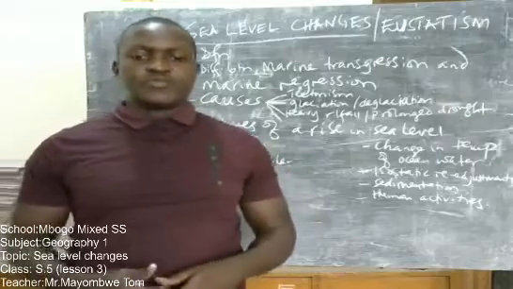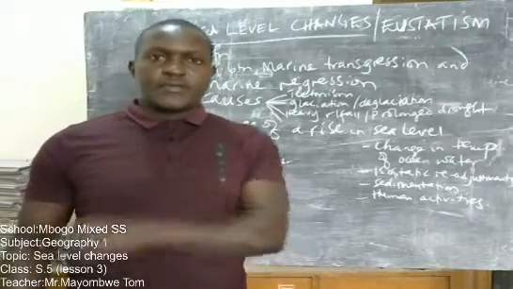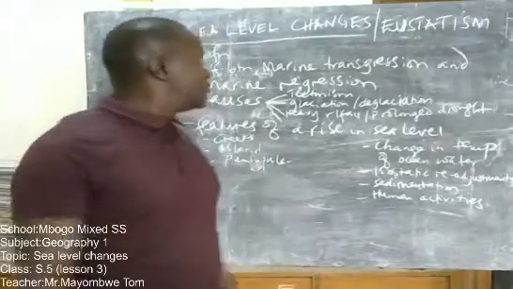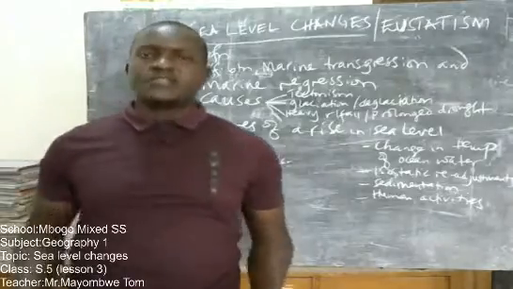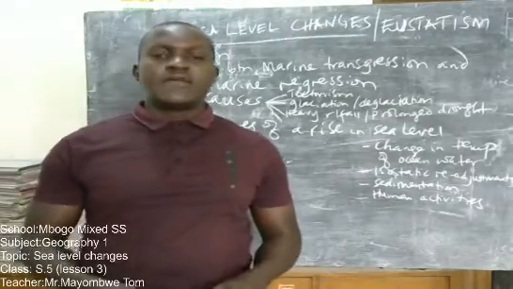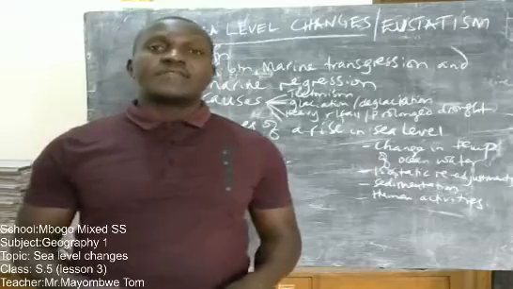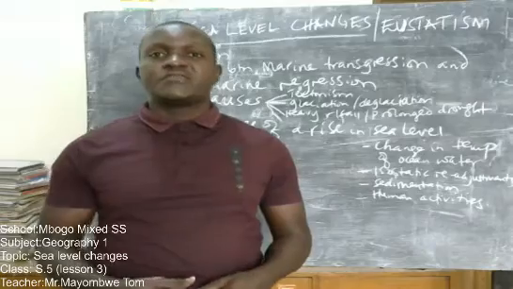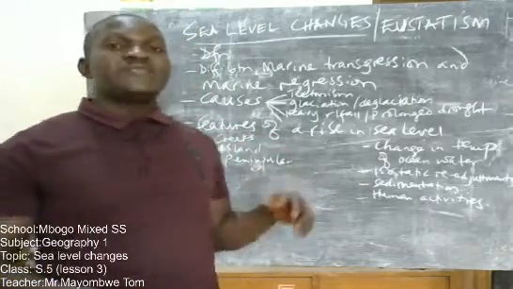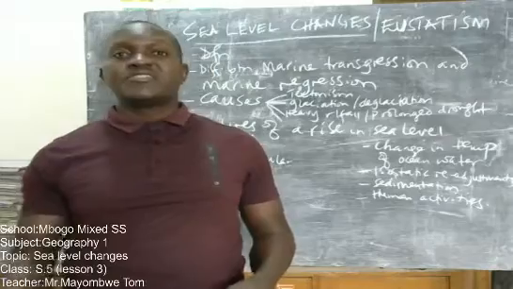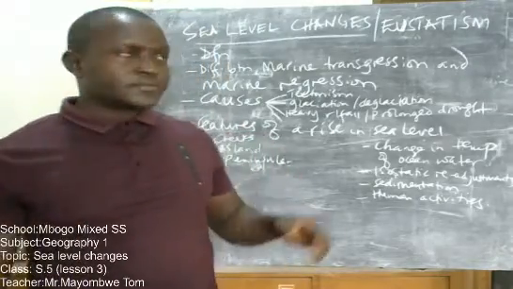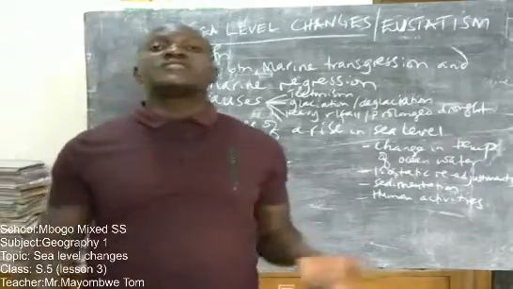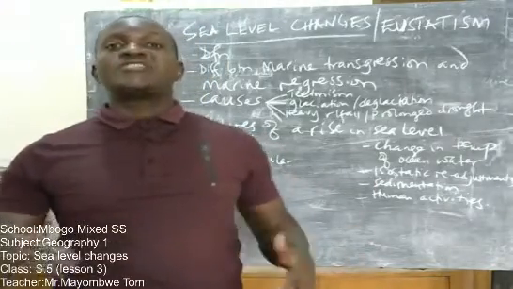This time around, we are going to look at sea level changes. You must know the definition. You must know the difference. You also look at the difference between marine transgression and marine regression. We shall look at the causes of sea level changes. We shall look at the features that result from sea level changes. Sea level changes, we can also call them eustatic changes or eustatism.